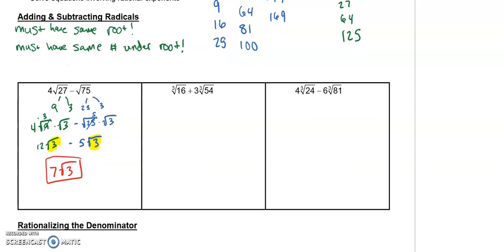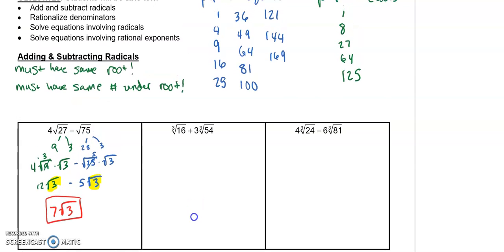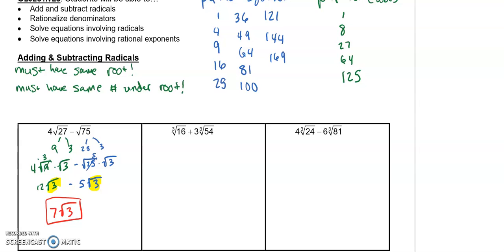Cube root's going to work the same way. As long as these are both cube roots, I can attempt to combine them. Perfect cubes are up here. So 16, let's see, 8 goes into 16. So I can split that into the cube root of 8 times the cube root of 2. Plus, I have a 3 on the outside. Don't forget that.